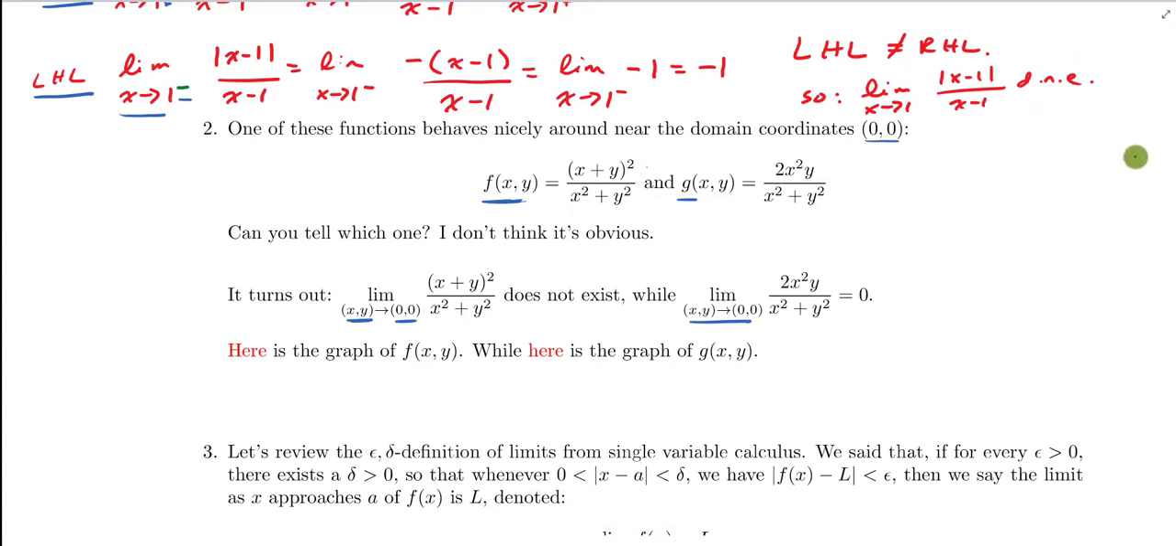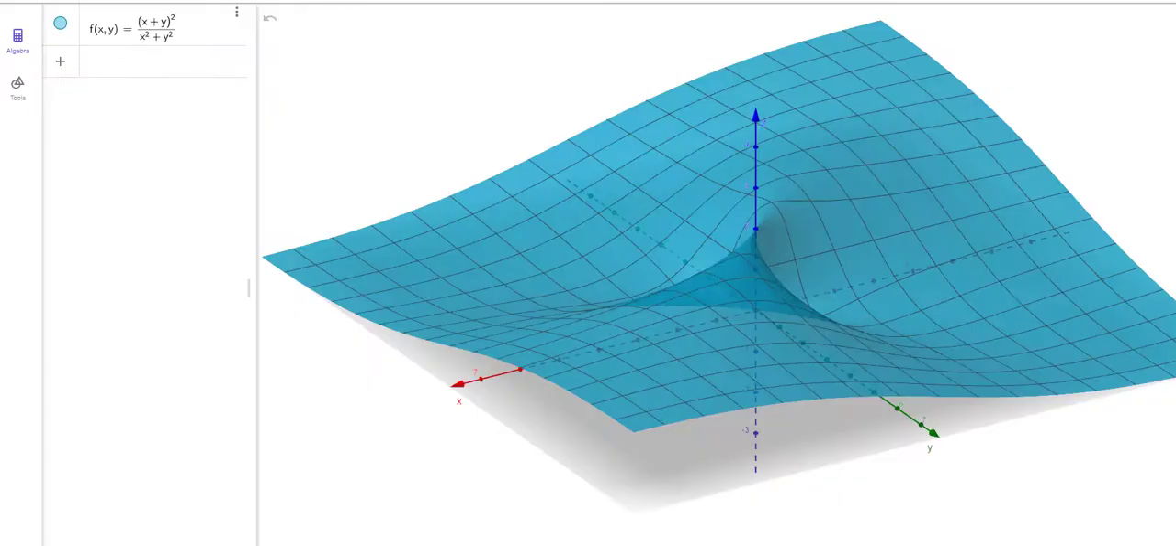Now, we could go ahead and explore the graphs, and that's going to give us a little bit of insight. So let's go ahead and check those. If you click that first GeoGebra link, it pulls up the graph of f(x, y), which we said the limit isn't going to exist at (0, 0). Something wonky is happening there, and it will be impossible to give a description of the behavior of the function near that point.